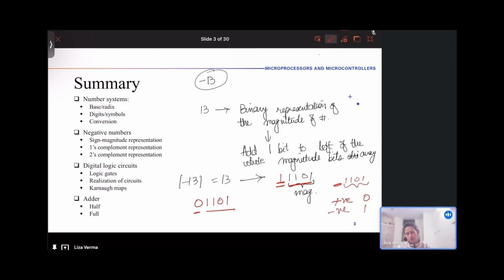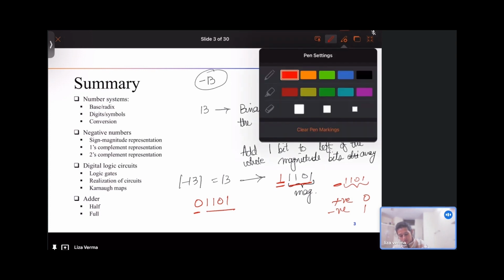So whenever we do questions, if signed numbers are being used, the representation will be mentioned. Normally if it's not mentioned, you take 2's complement, but if it's mentioned that the numbers are represented in signed magnitude representation or 1's complement, or even 2's complement, you take the numbers accordingly, right? So signed magnitude representation is easy. I think it's clear.